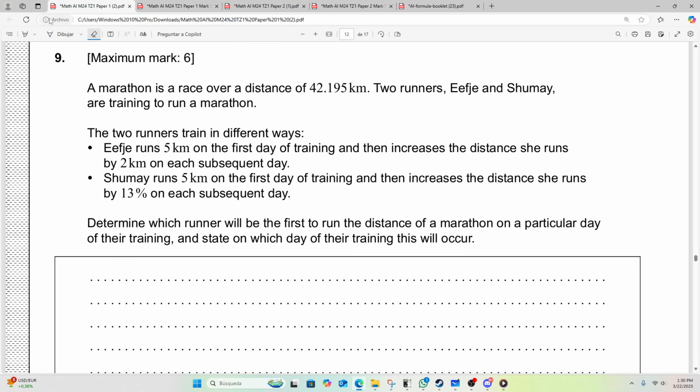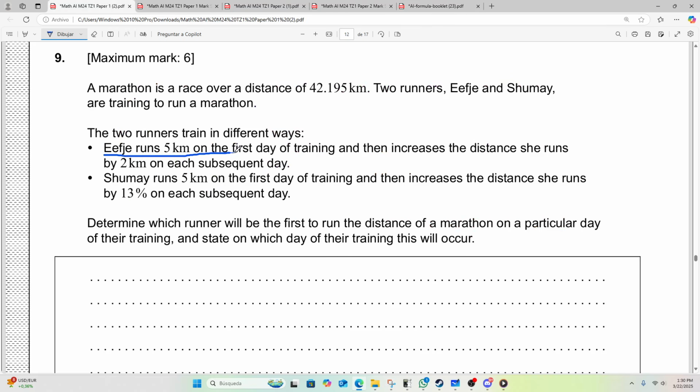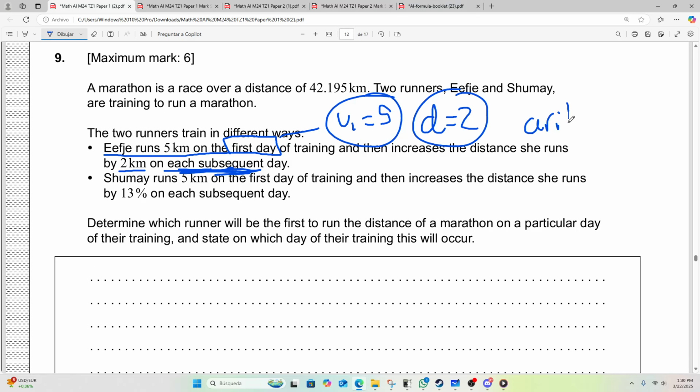Anyways, so here's number 9. See? So as we can see, once you master the arithmetic and the geometric stuff, you can read this and say, okay, so she runs 5 kilometers on the first day, so you can already say U1 equals 5. And then this increases, okay, so each time this person trains, it increases by 2 kilometers on each subsequent day. So it's not that it's doubling, it's not that it's tripling, it's not that it's being divided, it's +2 each day. So D equals 2. So you established immediately, once you understand these key concepts, that U1 is 5, that D is 2, and that it's also an arithmetic sequence. That is the level you need to reach, okay? Be quick on the core concepts.